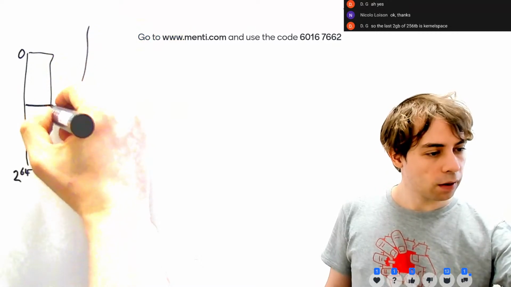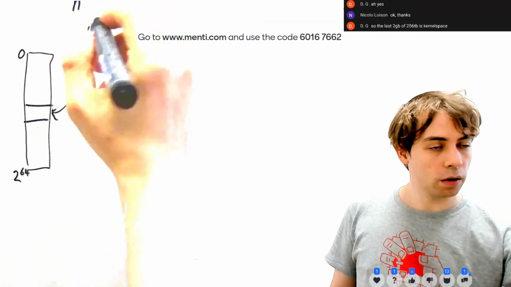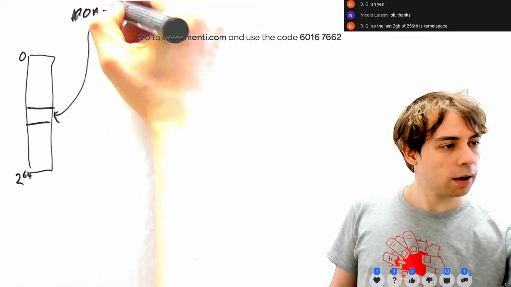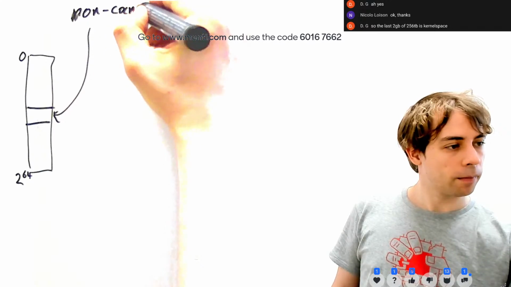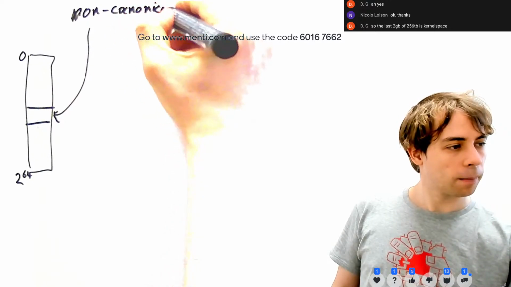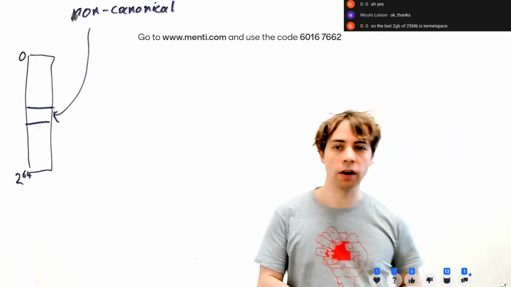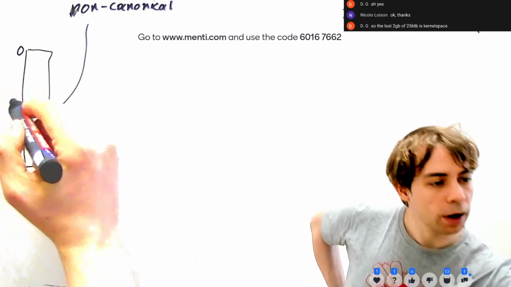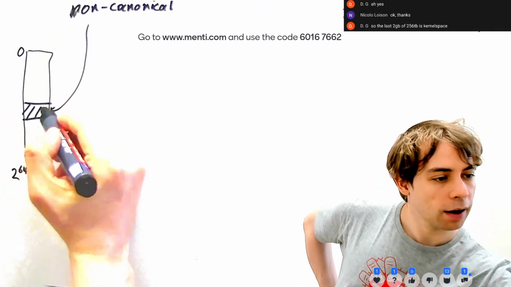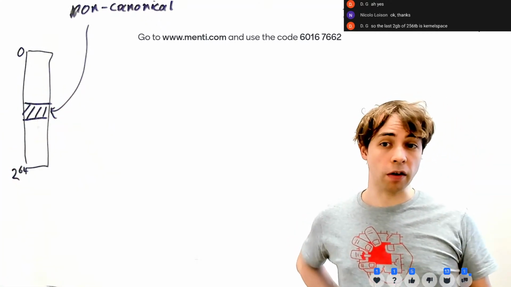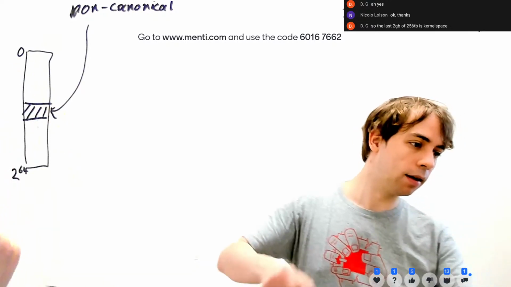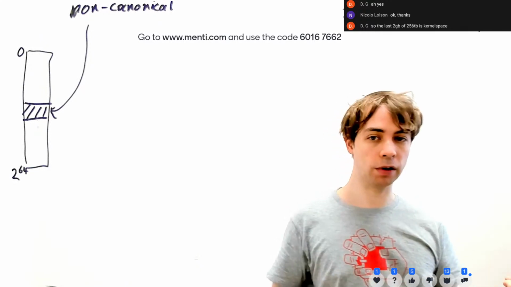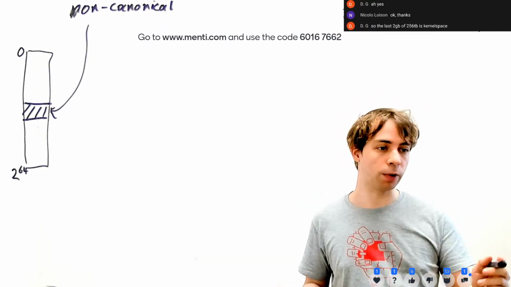we call this the non-canonical area. In this non-canonical area, we cannot do anything. This area cannot be mapped to physical addresses. It's just invalid virtual addresses. And if we try to access them, we get a general protection fault, which means that our process will crash.